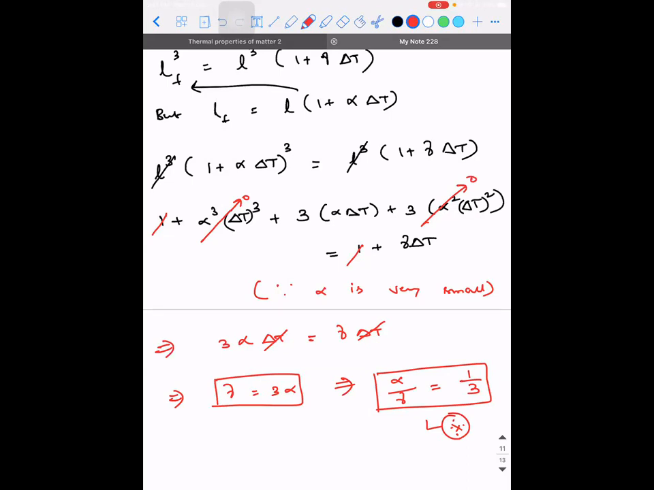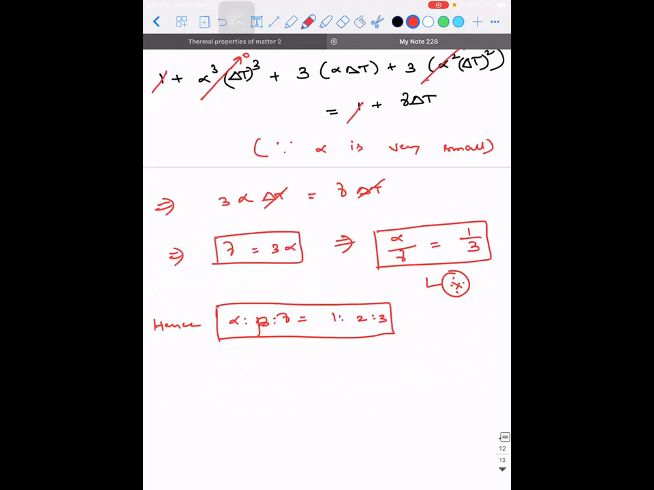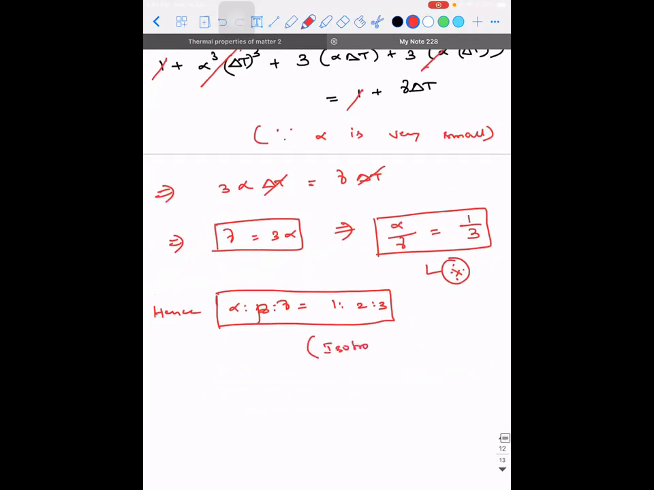Done. Yes, sir. Hence, alpha is to beta is to gamma is equal to 1 is to 2 is to 3. And this is applicable to a material called isotropic.